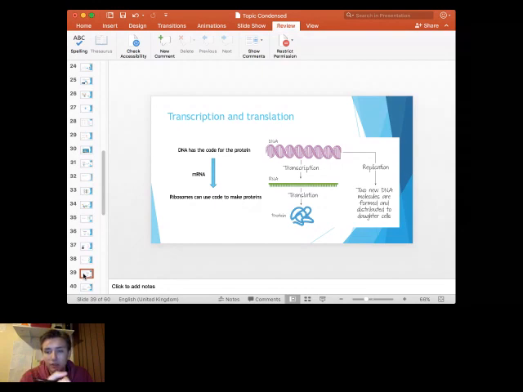The way that we do this is with something called mRNA, or messenger RNA. It does what it says on the tin. The messenger is so named because it carries information from DNA to the ribosome. And this process of forming mRNA is called transcription.